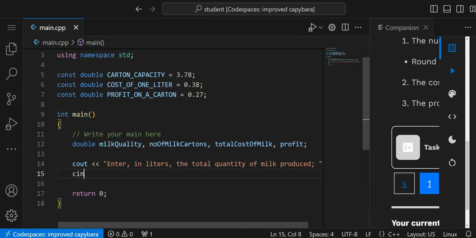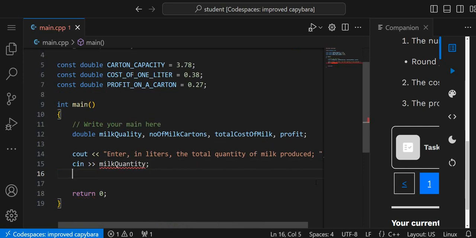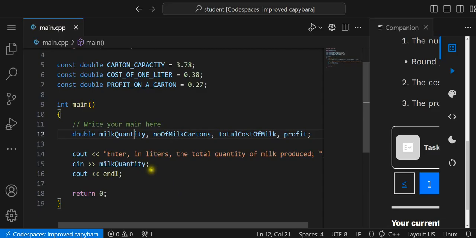Then we do cin, milk quantity, and cout, or inline, quantity. Check my milk quantity. Get the quantity. There we go. Milk quantity. All right, as long as these match, I could have left it quality, but it might have output it.